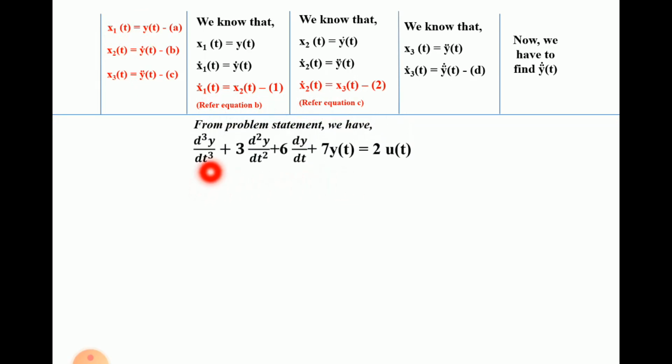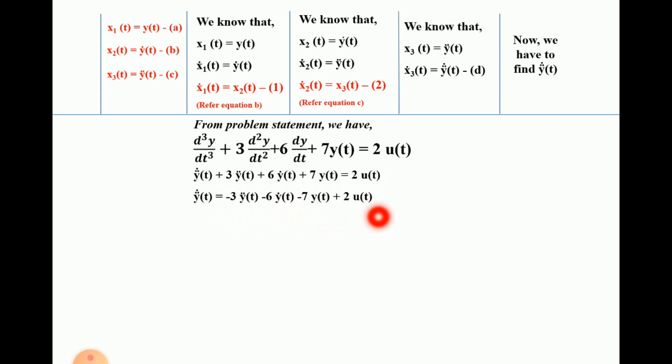The problem statement given to us was d cube y by dt cube plus 3 into d square y by dt square plus 6 into dy by dt plus 7 into y of t is equal to 2 into u of t. So representing this as y triple dot of t plus 3 into y double dot of t plus 6 into y dot of t plus 7 into y of t is equal to 2 u of t. Now we need y triple dot of t, right? So rearrange the expression, you will get an expression like this.